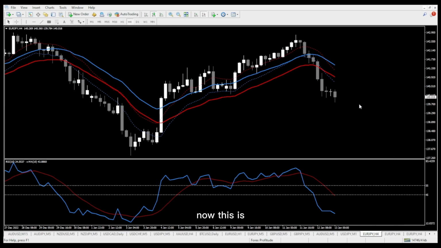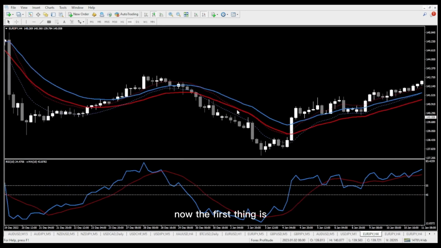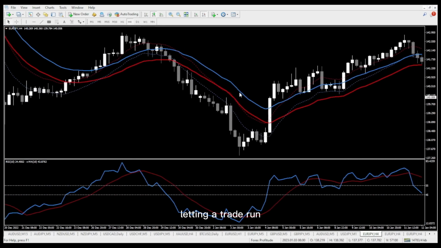Now, this is a really simple trading system, and there's not a lot more that you need to know. But there are a couple of things that I am going to tell you. I'm going to show you a couple of extra little things. Now, the first thing is letting a trade run. You might want to let the trade get as much as possible.